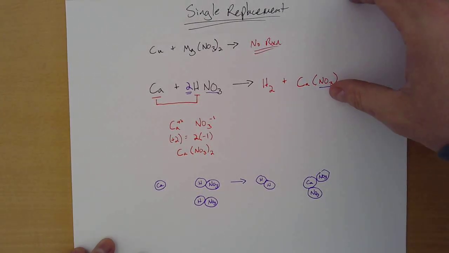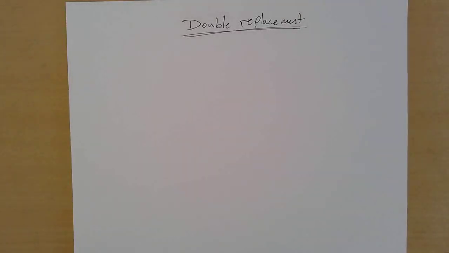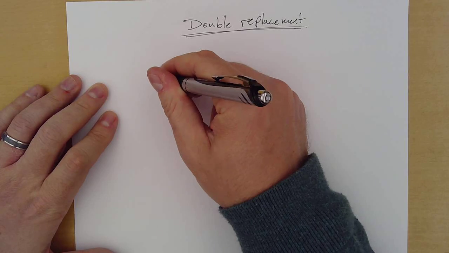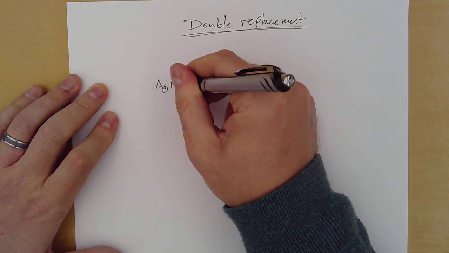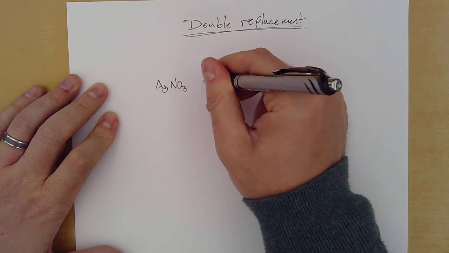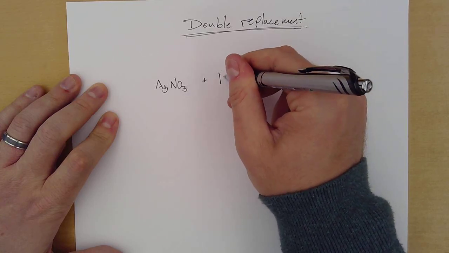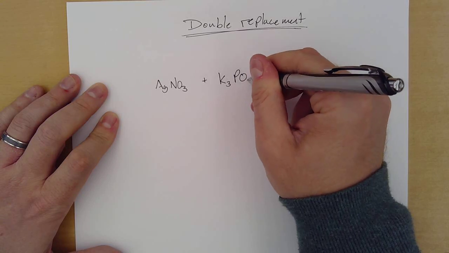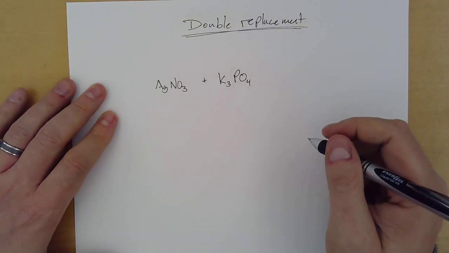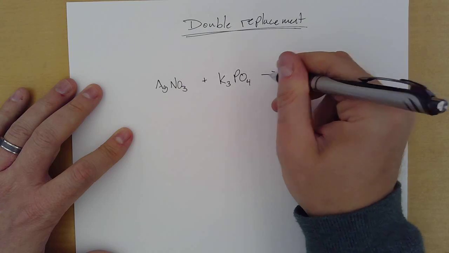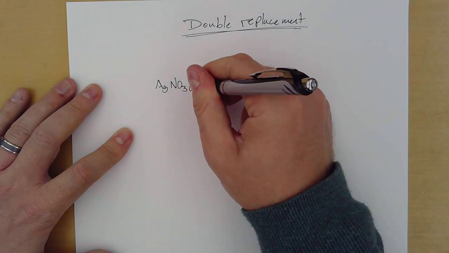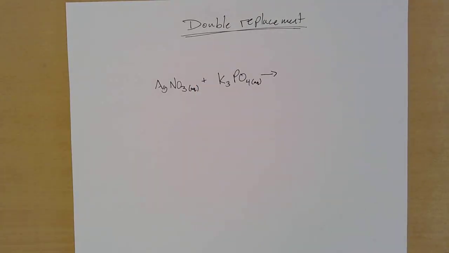So that's our single replacements. Let's take a peek over at our double replacements. Now double replacements are slightly different because we have 2 ionic compounds being combined together. And remember, they have to be aqueous. So these have to be in their liquid state. So I can just put an AQ over here. We can just put an AQ over here, just so that we remember that they're supposed to be aqueous.